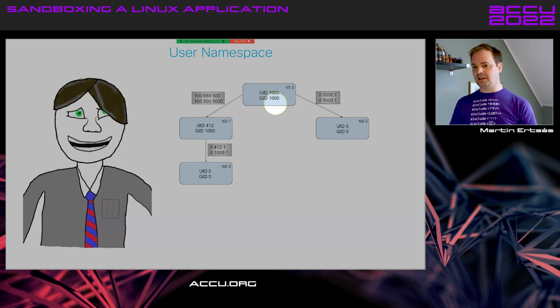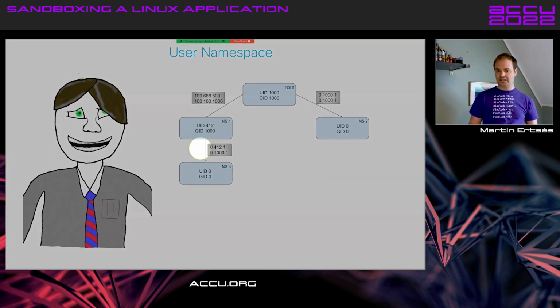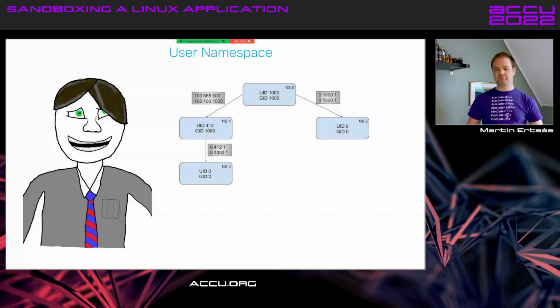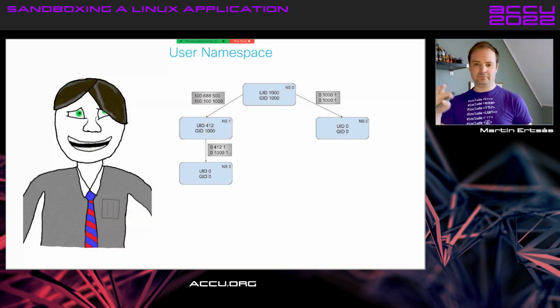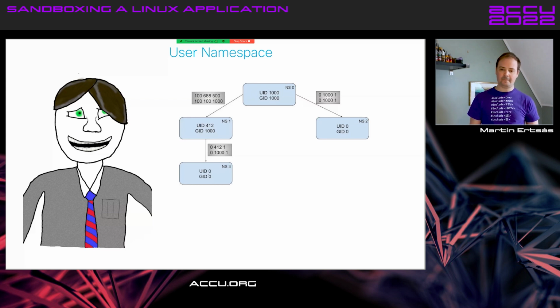So in NS2's case, this user will be something that looks like root, while in this namespace, if my math is not completely off, these are the IDs we'll end up with. And you can make more user namespaces. You can have a very deep list, or deep tree, of this.